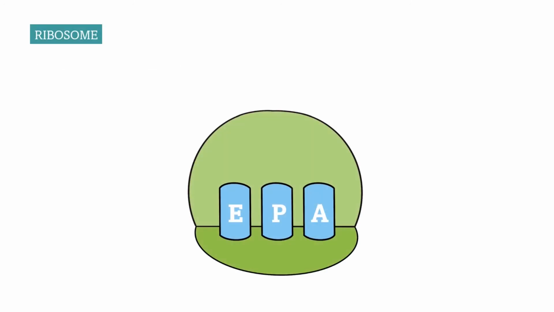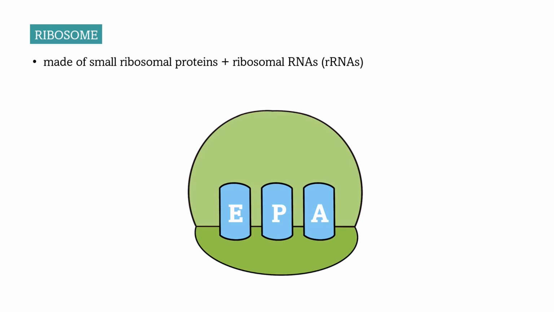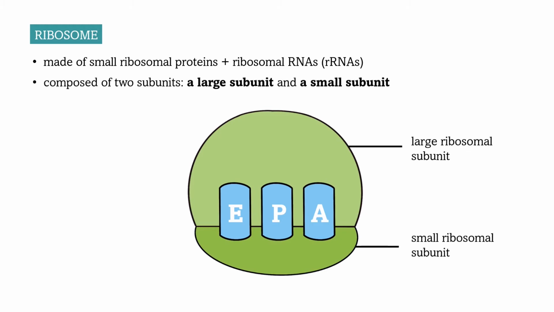Next, we have the ribosome. A ribosome is an organelle made of small ribosomal proteins and RNA molecules called ribosomal RNAs, rRNAs. It is composed of 2 subunits, a large subunit and a small subunit that fit together. A ribosome contains 3 sites: amino-acyl site, A site, peptidyl site, P site, and exit site, E site. We are going to talk about them later in this video.